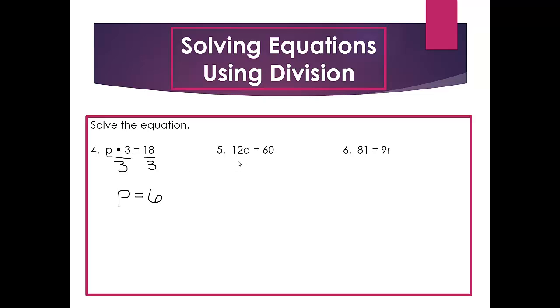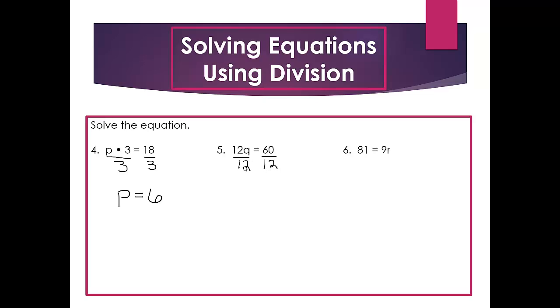Now let's look at number 5. We have 12q equals 60. We want to look at the left-hand side because that side has the variable q. 12q is multiplication. When we put a number right next to our variable with no signs in between, that is multiplication. So we need to undo the multiplication, and we do that by using division. Remember, we can just draw a line underneath it, and we're dividing by 12. Drawing this line represents division. So if we're dividing by 12 on the left-hand side, we also divide by 12 on the right-hand side.